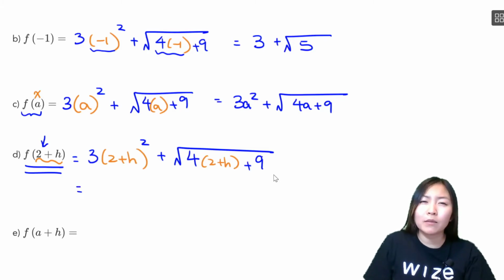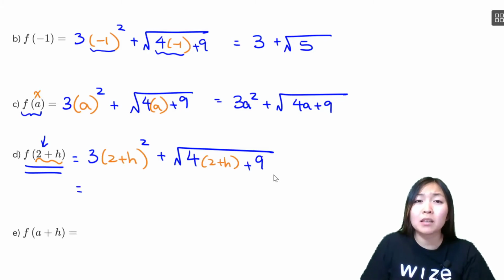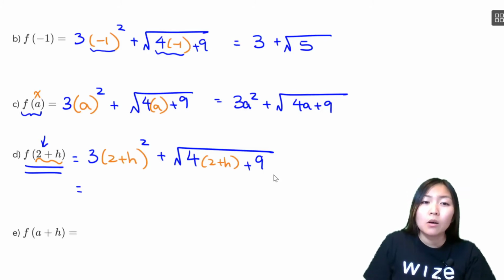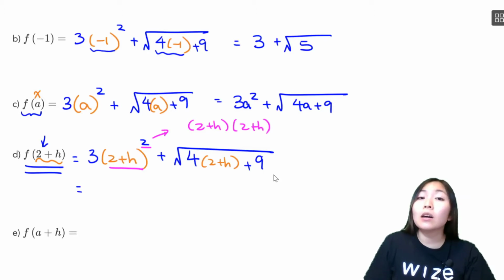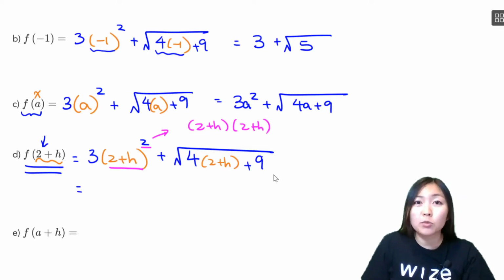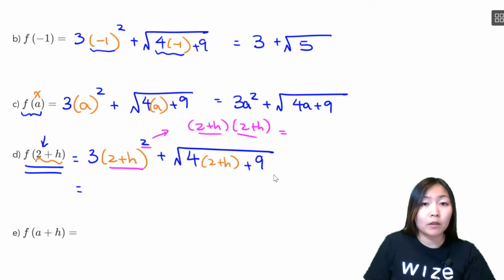Now, quick tip for you guys, because I see this as a common mistake in a lot of tests and exams that I've marked in the past. When we have 2 plus h squared like this, remember, this is essentially saying 2 plus h times 2 plus h. It is not saying I'm going to square the 2 and square the h, be done with it. Don't do that. I see a lot of students make that mistake. Whenever you have a square, it's that thing times itself twice. There is a shortcut formula for this.